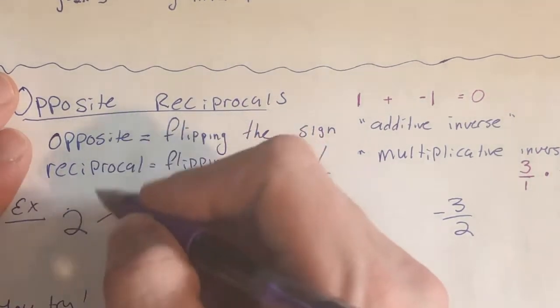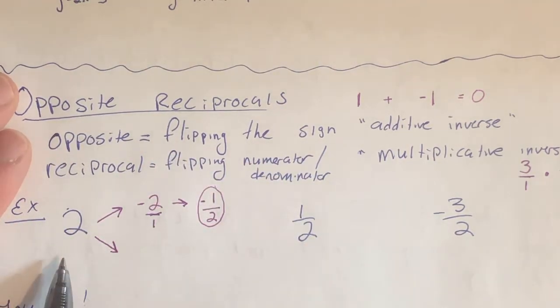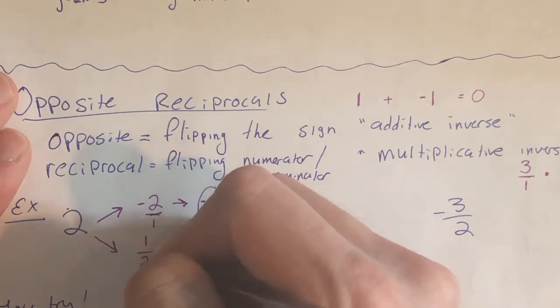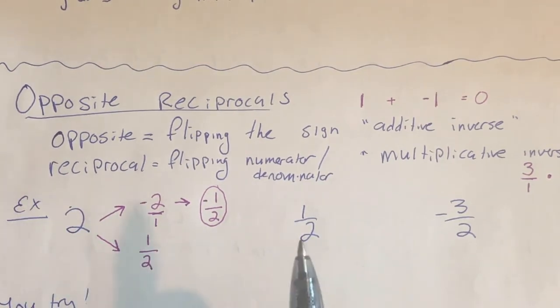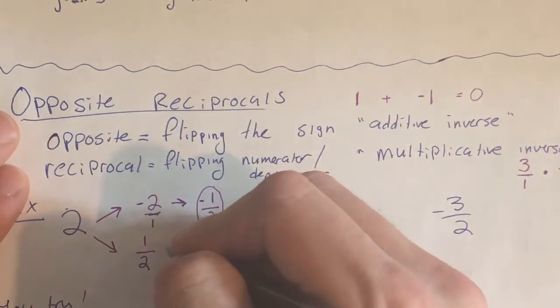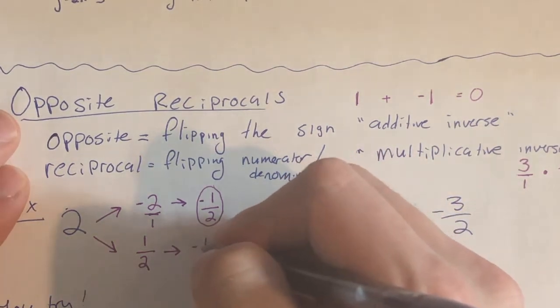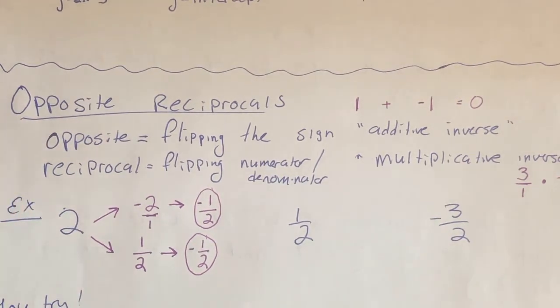Okay, alternatively, we could have done it like this. Knowing that 2 is 2 over 1, I could start by finding the reciprocal, right? Which is 1 over 2. And again, observe that if I take 2 and multiply it by 1/2, what I get is 1, right? So that's another way to know it's a reciprocal. And now I can get the opposite of 1/2, and that's negative 1/2, okay? So if I need to find the opposite reciprocal of 2, here was how I do it.